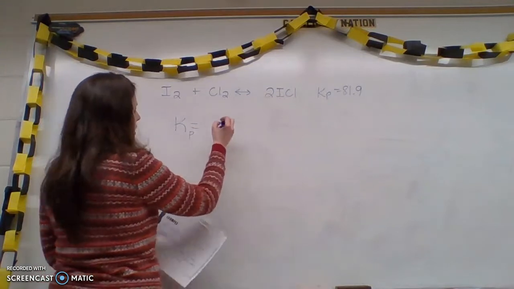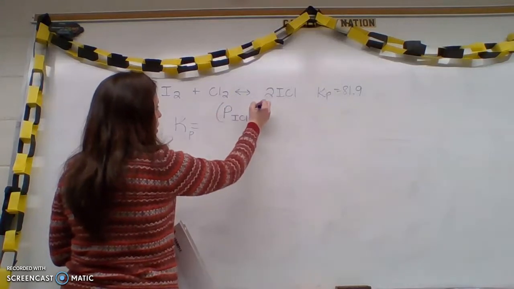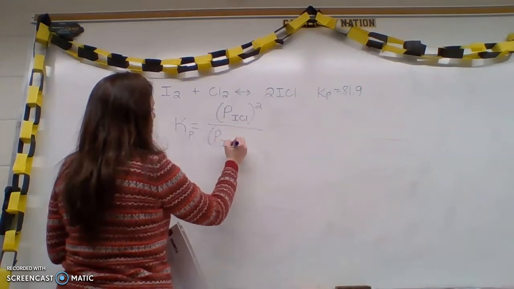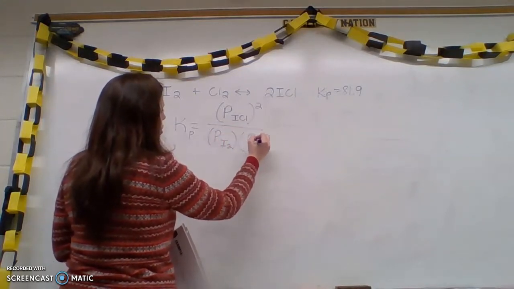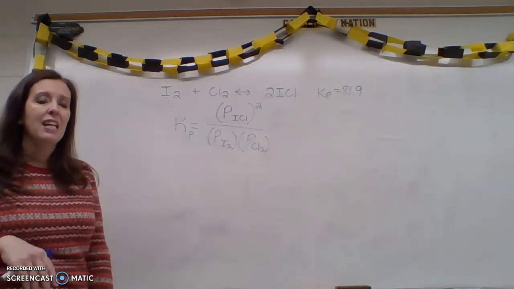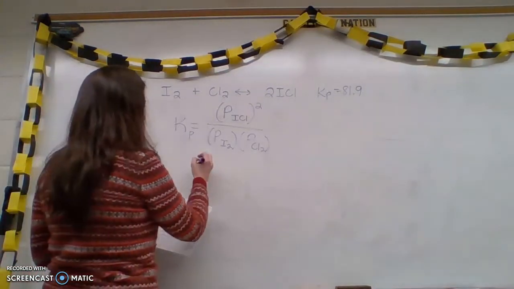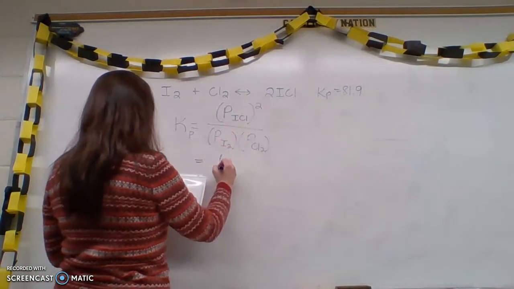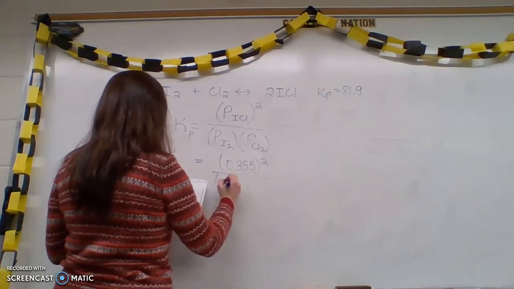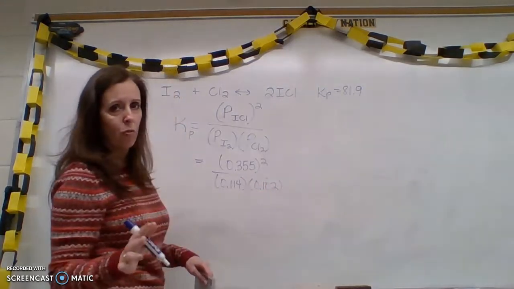So KP is going to be the pressure of this squared, because there's a 2 there, over the pressure of this times the pressure of that, okay? So I'm setting it up the same way, products over reactants. Instead of doing the brackets, I put P for pressure. That just kind of keeps me straight. And I use the numbers in the problem. In the problem, it says this pressure is this. And so I'm just plugging in numbers, which is really easy for you guys because you're really smart.